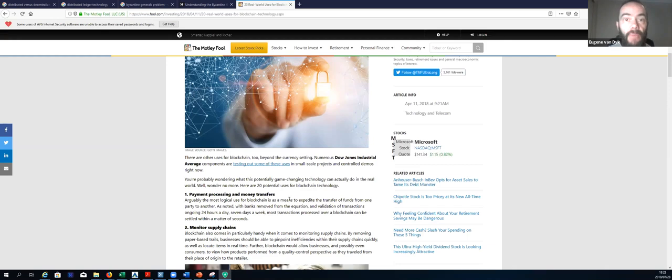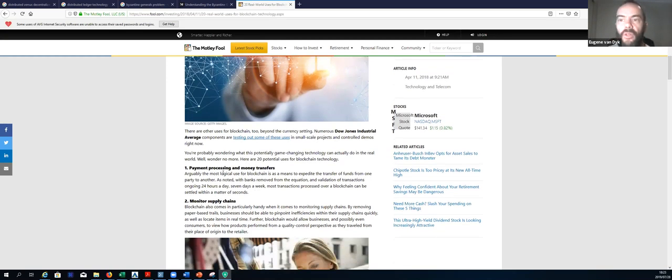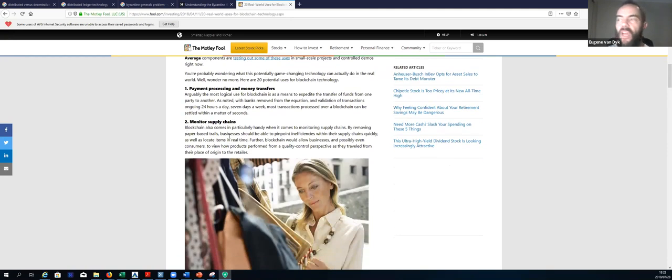So payment processing and money transfers, which I have just alluded to and which you will know, your cryptocurrencies are typical examples of a decentralized economy being built on the backbone of distributed ledger technology. Supply chain monitoring. All right, you remove paper-based trails, and remember, in supply chain, again, multiple parties transact with one another in the supply chain.